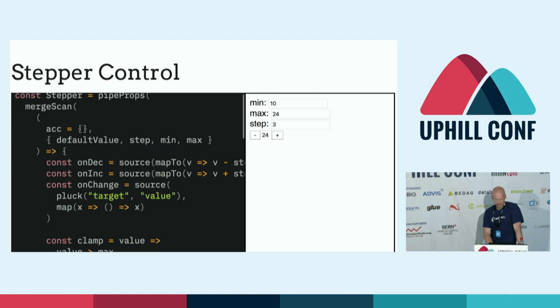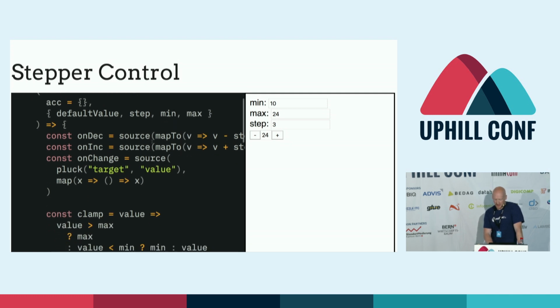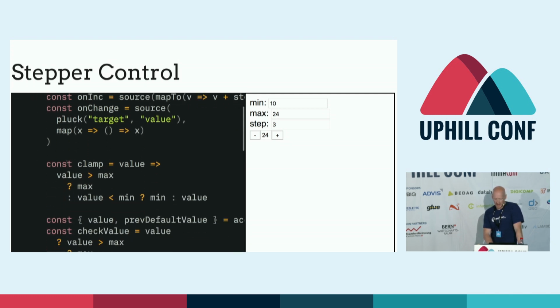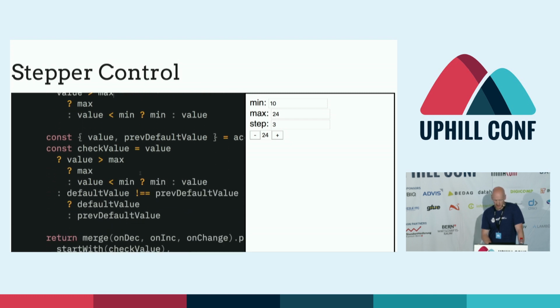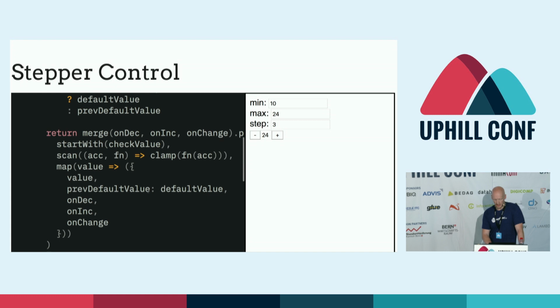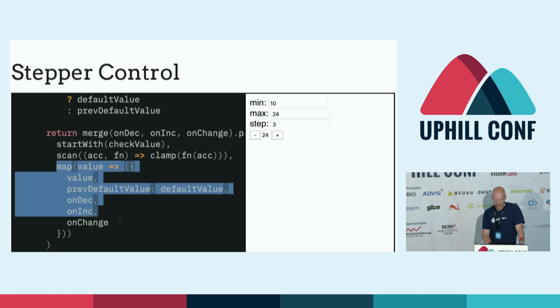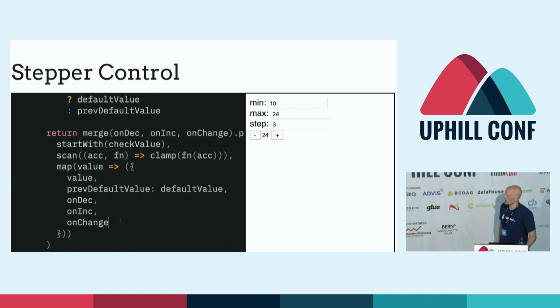It allows you to compare them. And I can actually do a check on these as they come in. Well, if it's greater than the max, set it to the max. Pretty simple stuff. If it's less than the min, set it to the min. Otherwise, give me the value. And it does some check value and default value, and then merges those. It starts with that scan we've looked at before, and then maps back those operators and those values through.